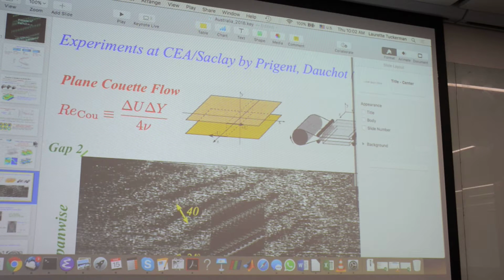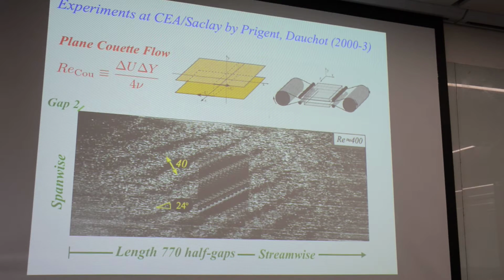Okay, so I think I'm finished with that part. Let me now talk about a particular aspect, say, of what happens in plane Couette flow. And this was discovered in the early 2000s by Prigent and Dauchot at Saclay in France.